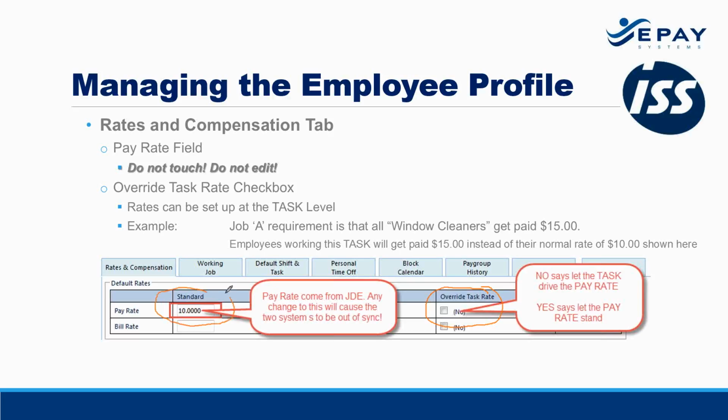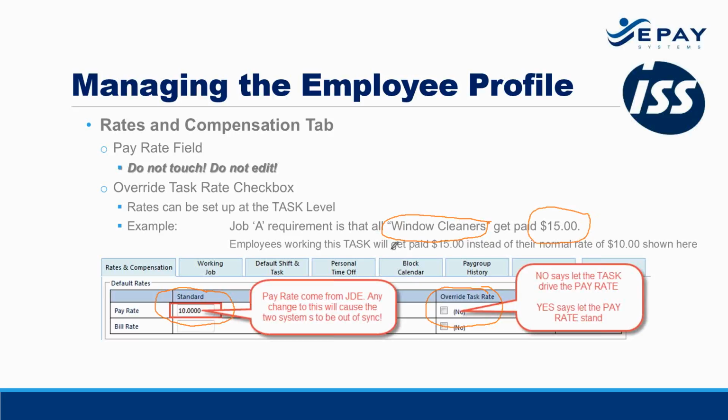So $10 is here. If the task of, in my example, window cleaners, has a $15 rate associated to it, when that employee selects that task, or if someone edits a time card later and changes the task to window cleaner, the employee is going to get paid $15 for their time. No harm, no foul. The system automatically picks up that change and pays accordingly.